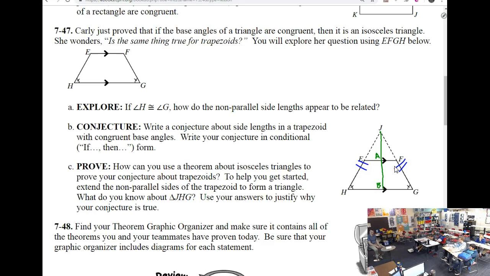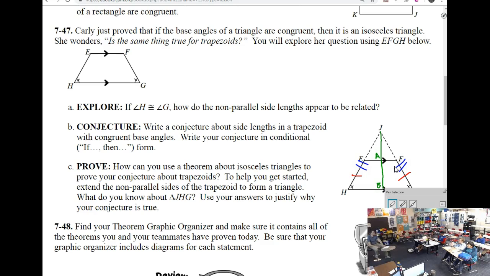So wait, what's our conjecture? What are you thinking we're trying to prove here? That a trapezoid with congruent base angles is isosceles. Which means, yes, there's such a thing as an isosceles trapezoid. Yes, there absolutely is such a thing as an isosceles trapezoid.